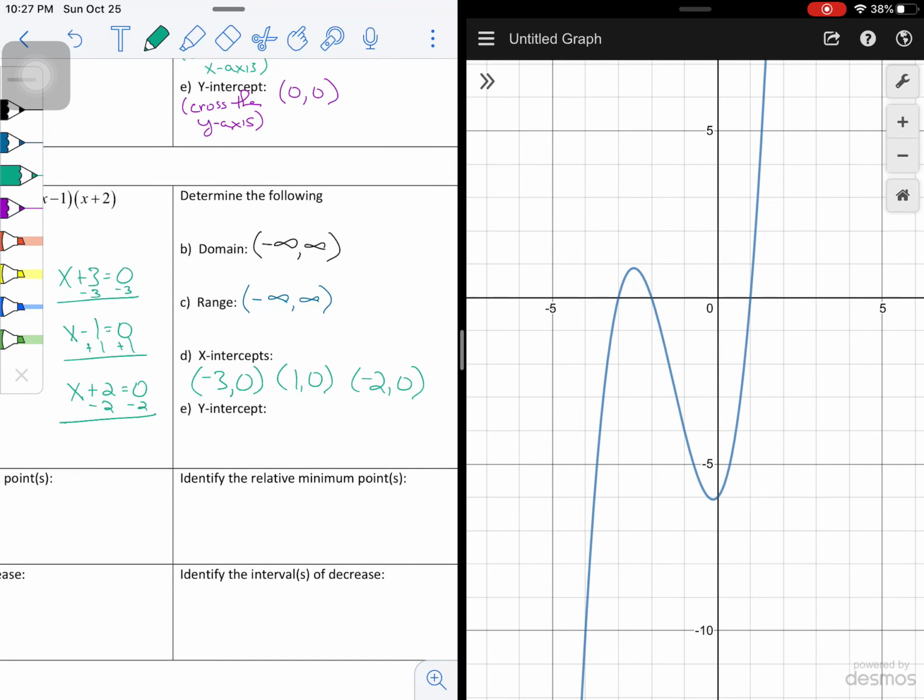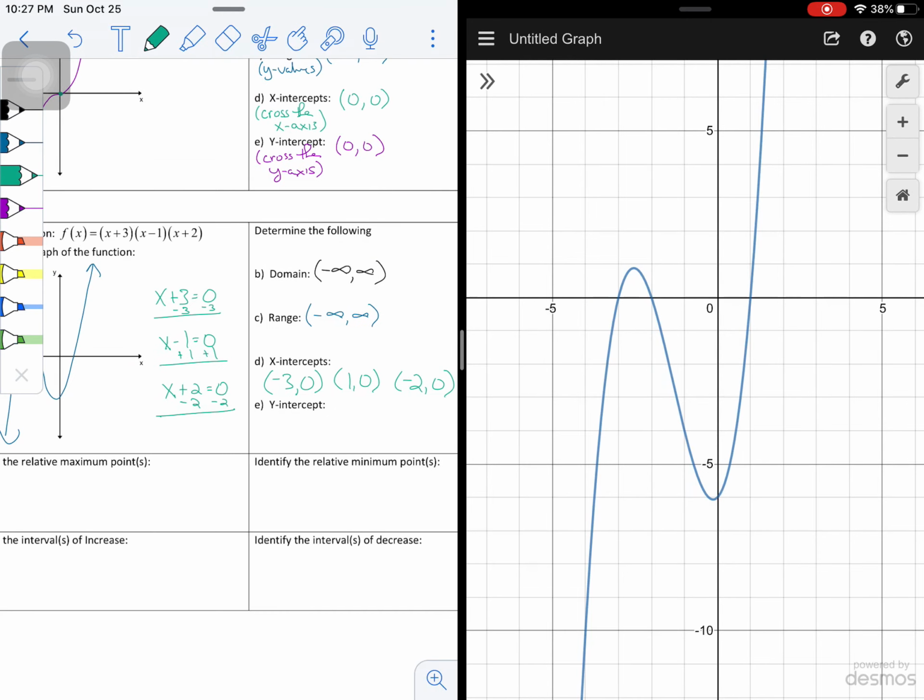Now, a couple of things you may notice. For each one of these, it's the opposite value to what's attached to x. So x plus 3 turns into the x-intercept of negative 3, 0. Then x minus 1 becomes positive 1, 0. X plus 2, that plus 2 becomes a negative 2. All right, so that's the algebraic idea of what's going on here.